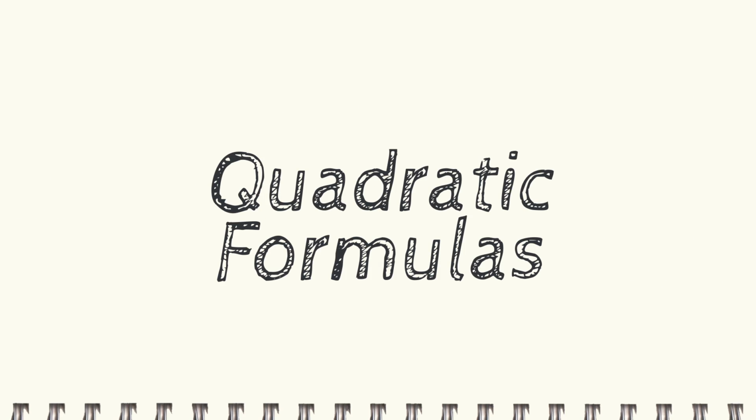Today we're going to be taking a look at quadratic formulas. First off, a quadratic equation is any equation which can be arranged in the format of ax squared plus bx plus c is equal to 0, where a, b, and c are coefficients. In other words, they take the form of regular numbers.